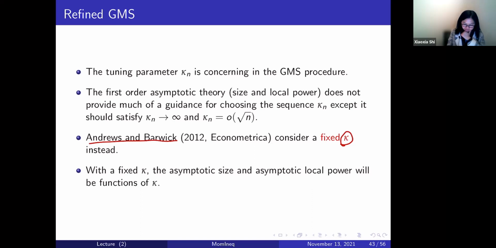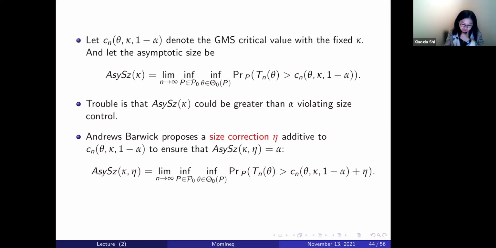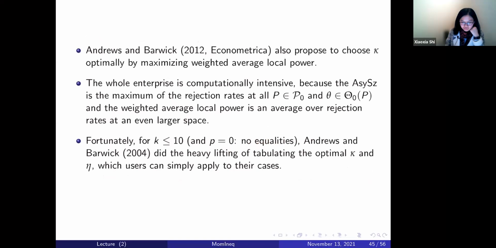Okay. And you need to calculate the asymptotic size at that fixed kappa and do a size correction. That correction will be a constant added to the critical value, okay? Because the critical value now is not correct. It's doing generalized moment selection too aggressively. So we need to do a size correction. And then still, how do you choose the fixed value of kappa? They propose to choose the fixed critical value kappa, fixed tuning parameter, fixed threshold kappa, by maximizing a weighted average local power.